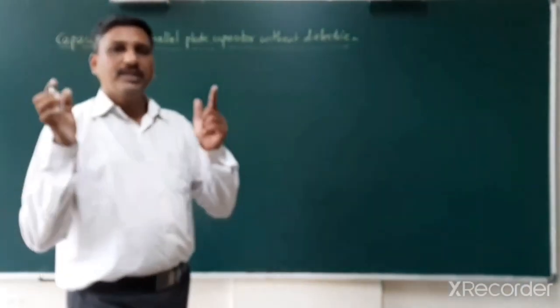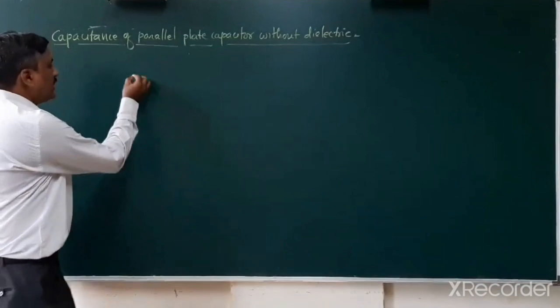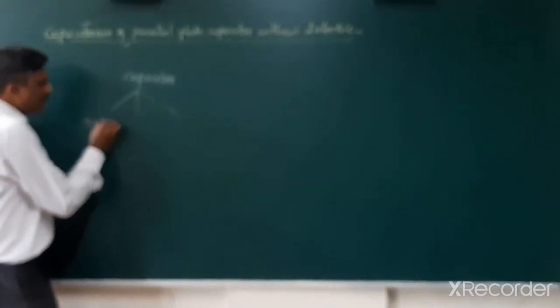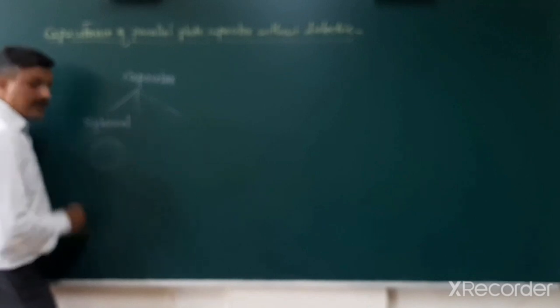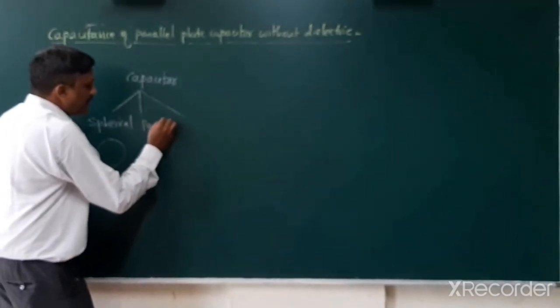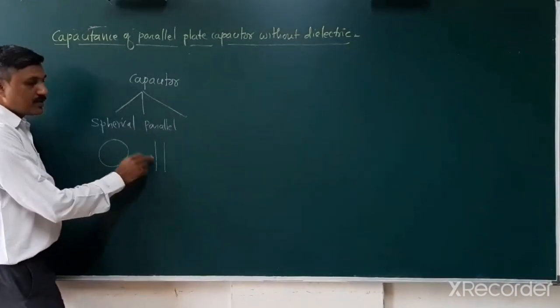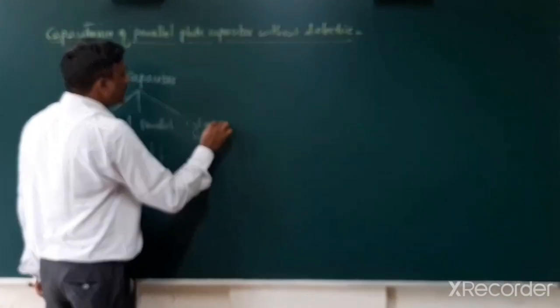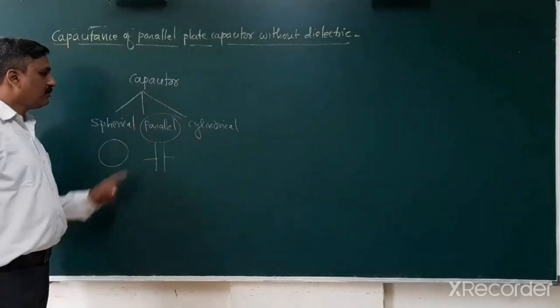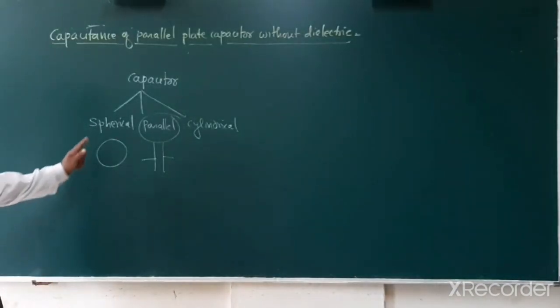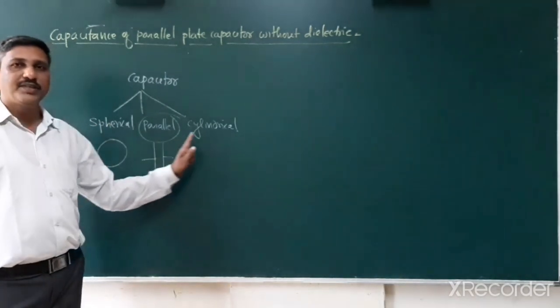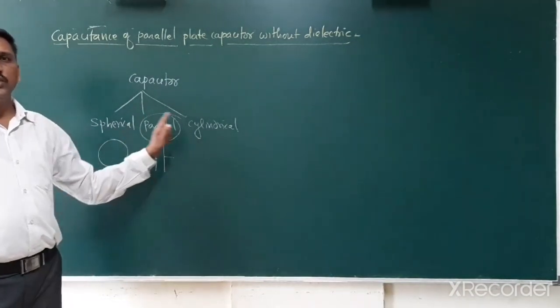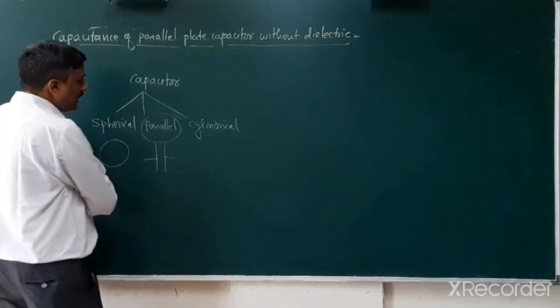Dielectric means a medium. Now, one thing is not mentioned in the board book: there are three types of capacitor. One is the spherical type of capacitor, like this. One is the parallel plate capacitor, where two plates are there, and this is the capacitor symbol. And one more is the cylindrical shaped capacitor. But in our syllabus, we have to study only the parallel plate capacitor. The capacity of spherical type capacitor and cylindrical type capacitor formulas are introduced in a book and also in NCERT.